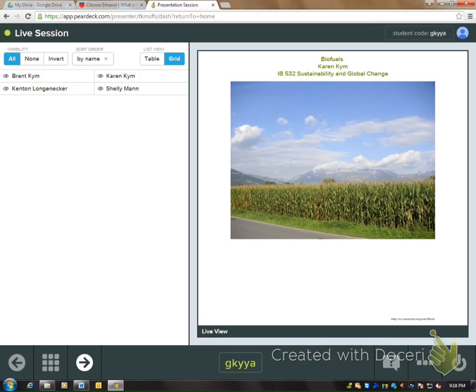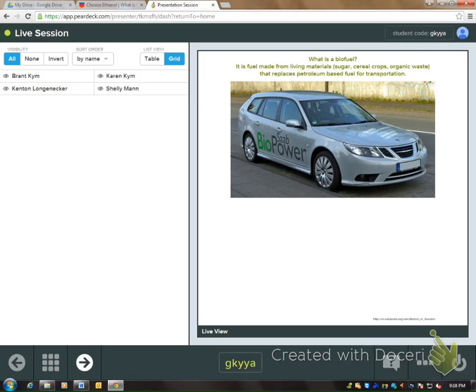So this is on biofuel sustainability for sustainability and global change. First, what is biofuel? Biofuel is a fuel made from living materials, specifically that's used for transportation. And the purpose of this is to find substitutes for petroleum-based products.